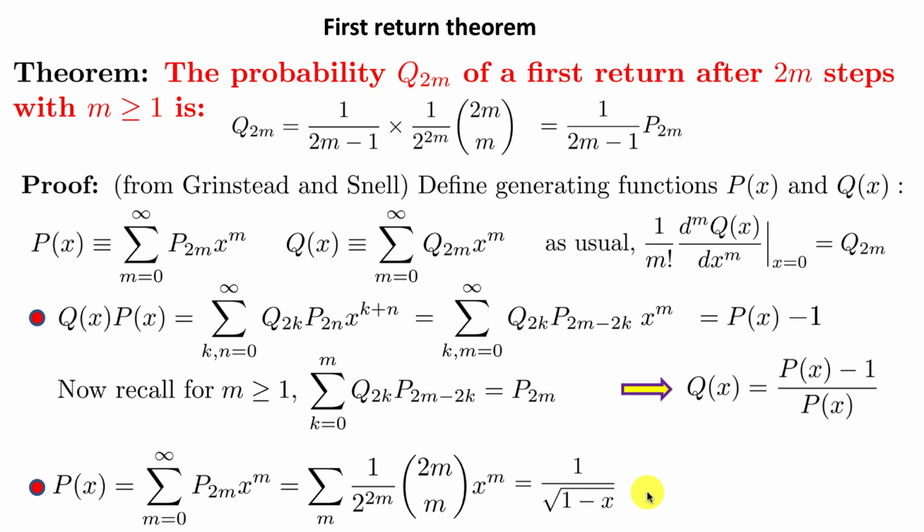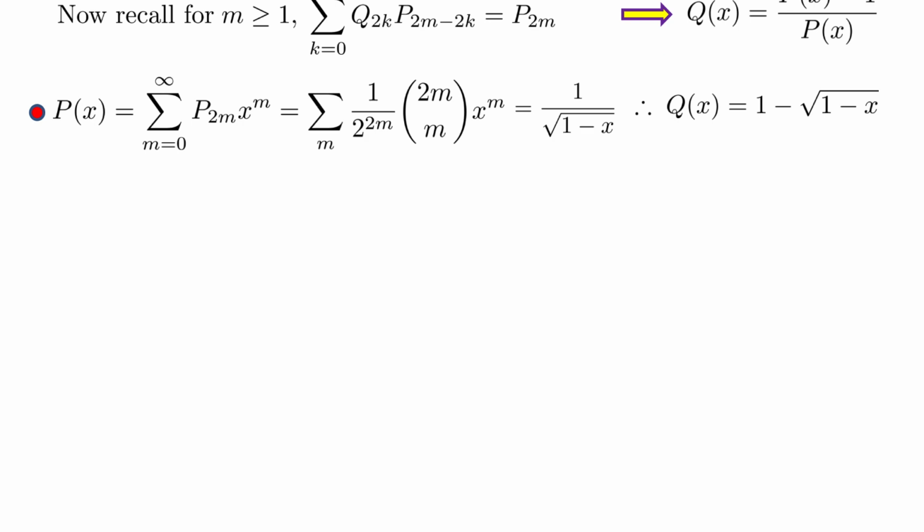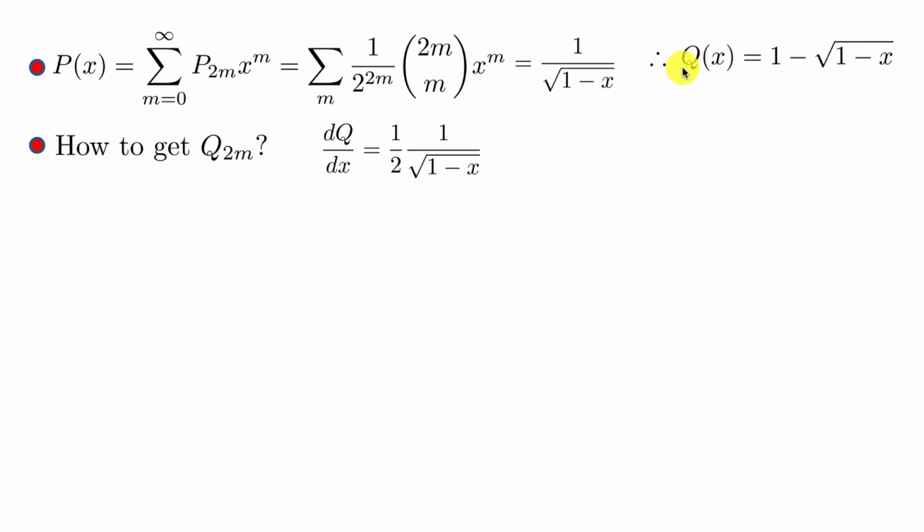So, accepting this, q of x is 1 minus 1 over p of x, which is equal to this. We have obtained, therefore, q of x, from which we can get the probability that we want, that is q2m. But let's see what would be the best way to get q2m. Obviously, if we take the derivative of q, so the derivative of this is 1 over 2, 1 over square root of 1 minus x, that's half of p of x. And so let's write out p of x.